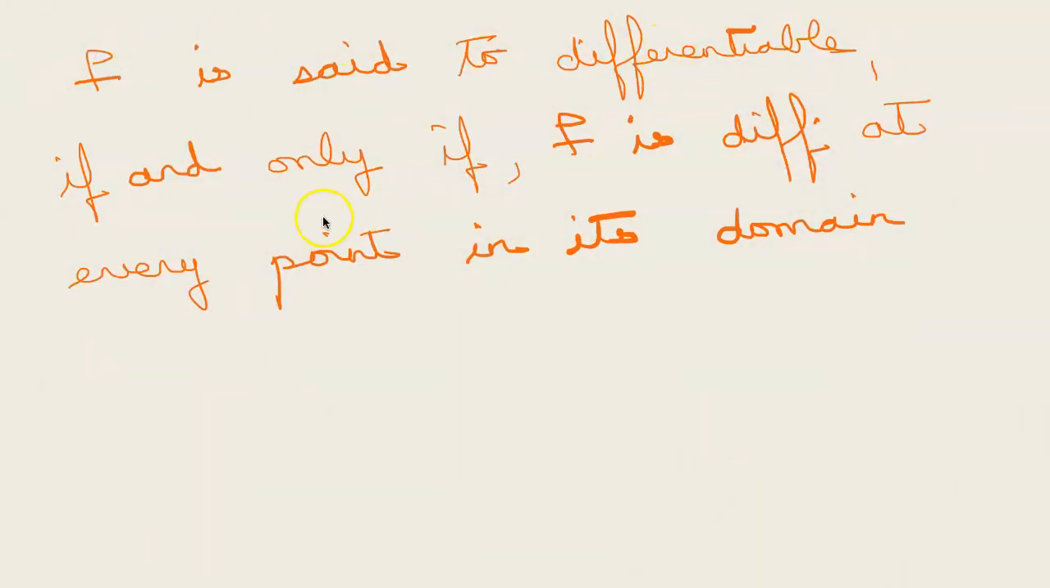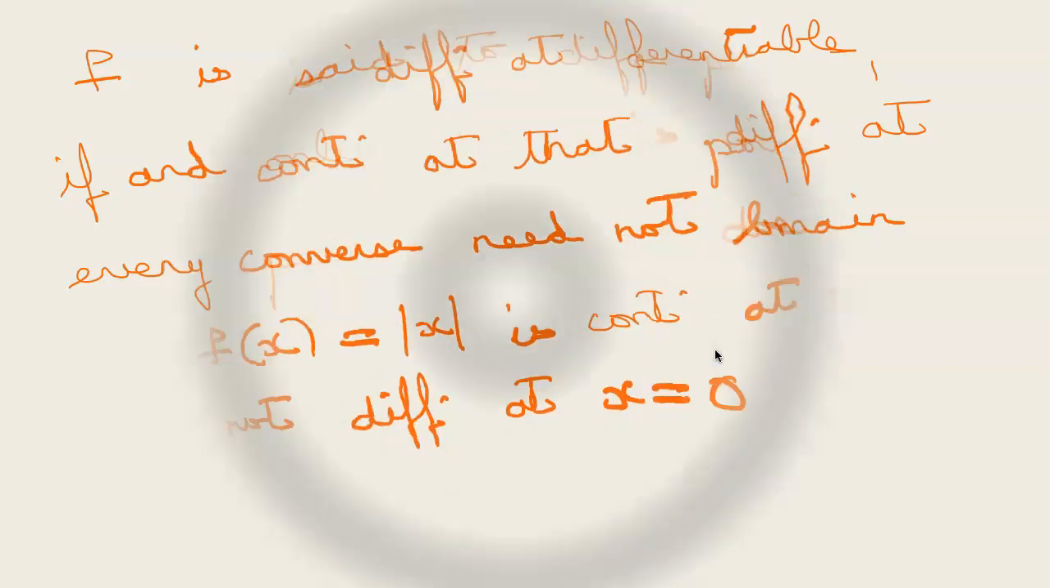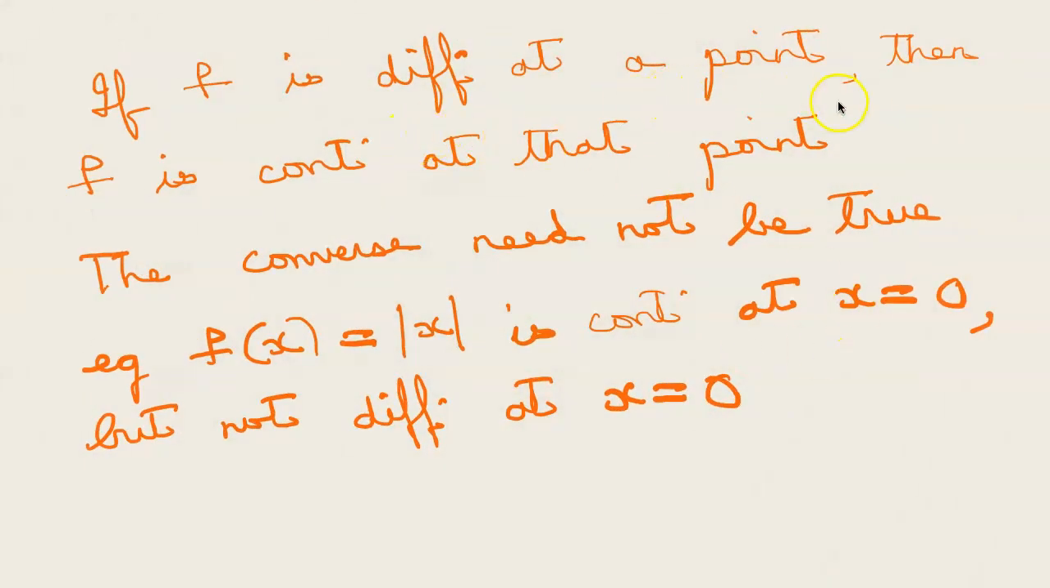Now f is said to be differentiable if and only if f is differentiable at every point in its domain. If f is differentiable at a point, then f is continuous at that point. But the converse need not be true. For example, f of x equal to mod x is continuous at x equal to 0 but not differentiable at x equal to 0. We will prove this again.